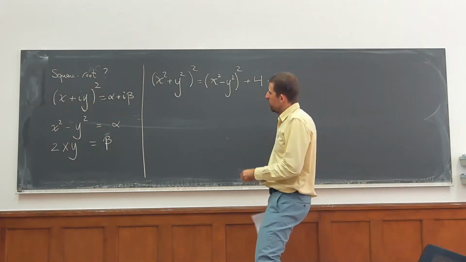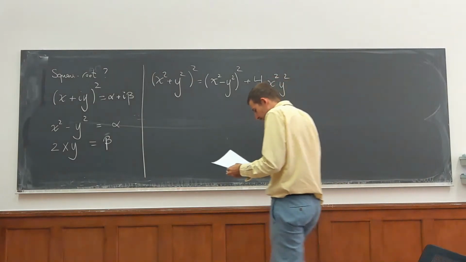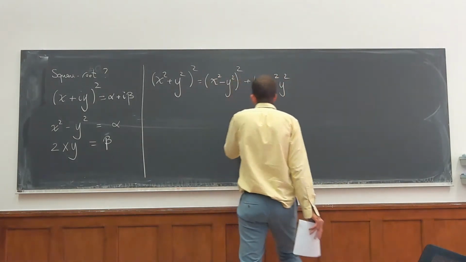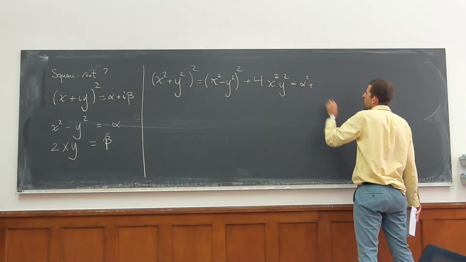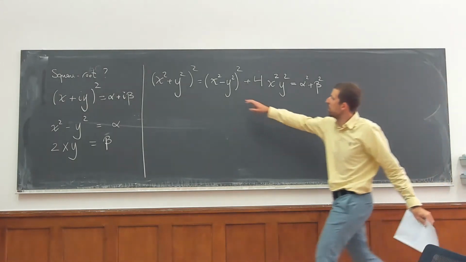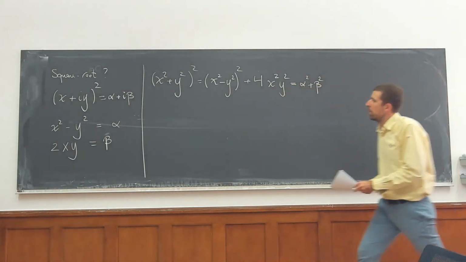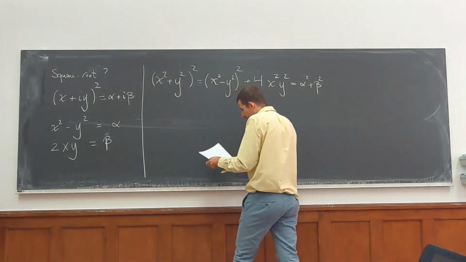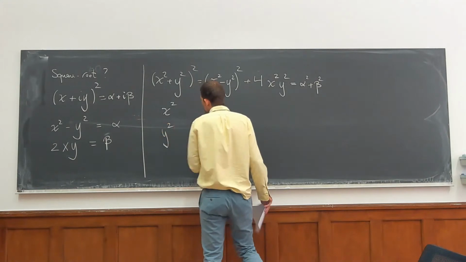Okay. So now I already start being able to make sense out of all of this, because now what is this? This is just alpha squared plus beta squared. This is exactly alpha squared. This is exactly beta squared. So in particular, we have, what is x squared and y squared?